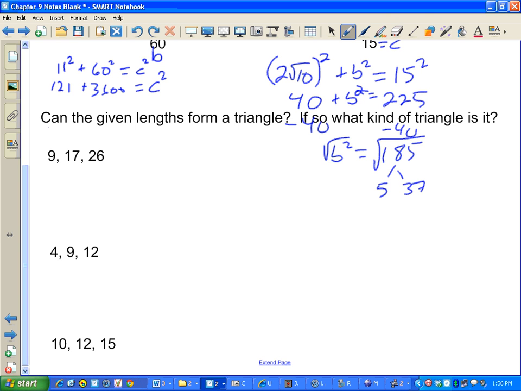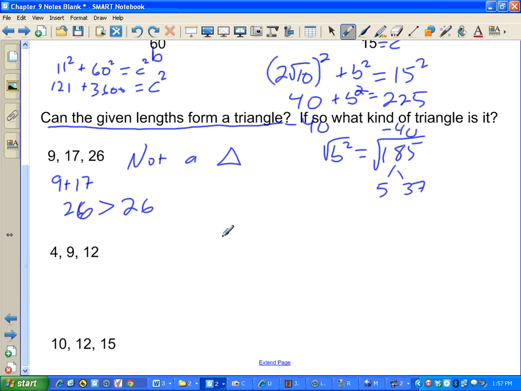So first we want to figure out, can the lengths form a triangle? So I'm going to take the two short sides, add them together. 9 plus 17 is 26. Well, that's the same as my third side, and the requirement to make a triangle is that this has to be strictly larger than the third side. So this is not a triangle. Okay, if it was 26.00001, then it could be a triangle.